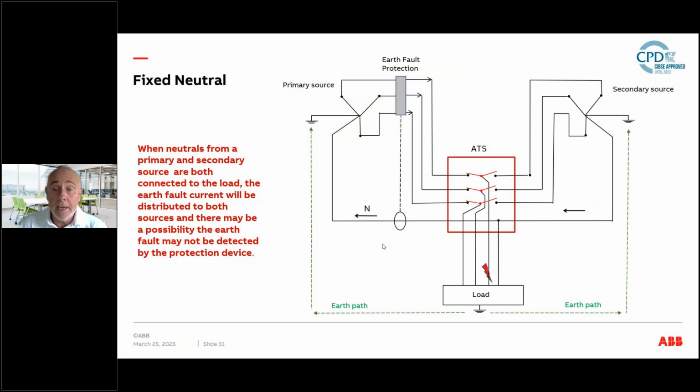Now, this is fine. It still obviously switches from primary to secondary when it needs to. But if you look at the neutral path, the earth path now, because the neutral is not switched, this earth path is shared between the primary and the secondary source. So if you have any earth fault protection, this potentially can affect the functionality of that earth fault protection device. So that's one of the things to be wary of when you're looking at a fixed neutral switch.